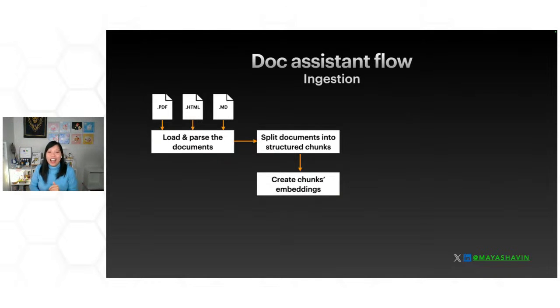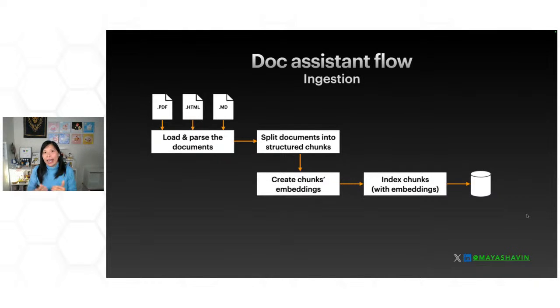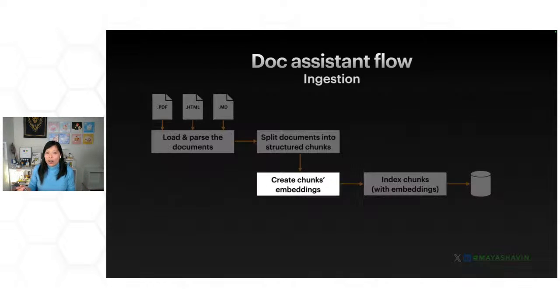Okay, sorry. Once we have the embeddings, we can index the chunks with the embeddings into a search database, the smart search database, so that we can query these chunks afterwards. This is the full set of components of the ingestion flow, right? Now, let's take a look at something more interesting in this flow.